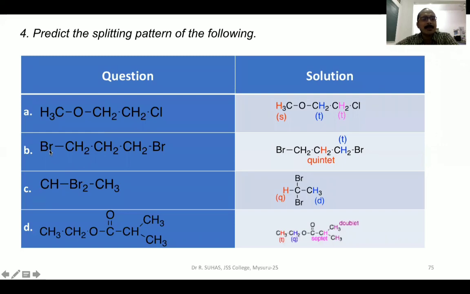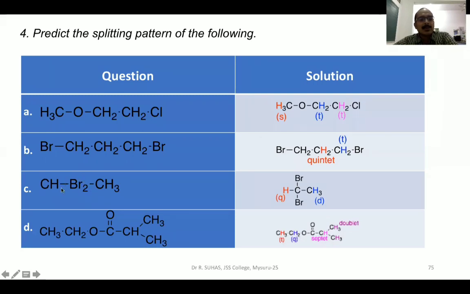The next problem, Br, CH2, CH2, CH2, Br. That is 1,3-dibromopropane. We have to see how many different signals we are going to get. This is a symmetric molecule. LHS is equal to RHS. This CH2 has the neighbor, another CH2, 2 plus 1 is 3. So you are going to get a triplet here. For this, the neighbors are CH2 and CH2. That means there are 4 protons, 4 plus 1 is 5. So obviously you are going to get a quintet for this. That is what is shown here. Quintet for the middle protons, triplet for the terminal protons. This also triplet, this also triplet.